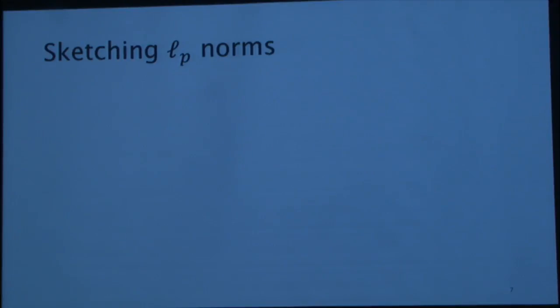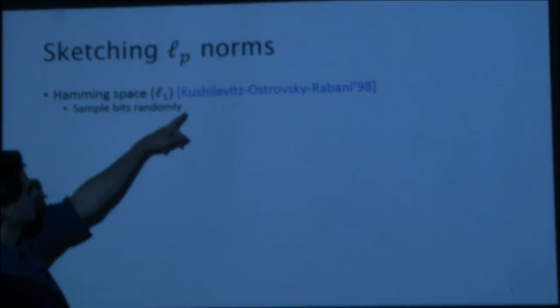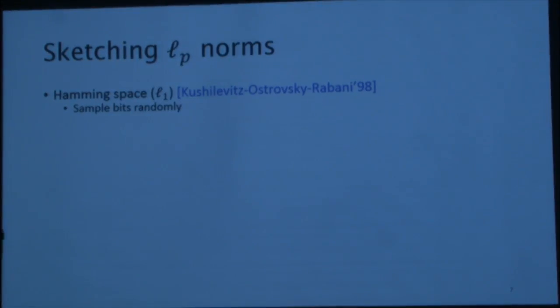And now let's see how we do sketching for, let's say, Lp norms. Let's say for Hamming or for Euclidean space. For Hamming space, this was actually the first sketch, done by Kushilevitz, Ostrovsky, and Rabani, the first sketch of constant size, to be precise. What we do is essentially sample bits randomly in the Hamming space.